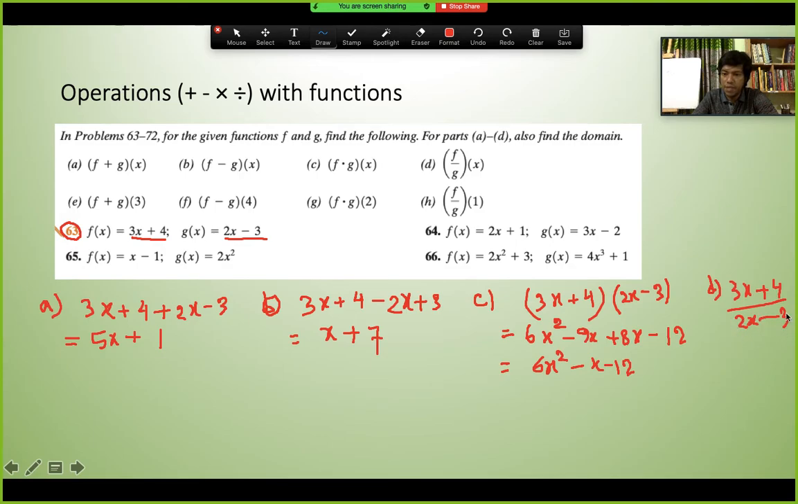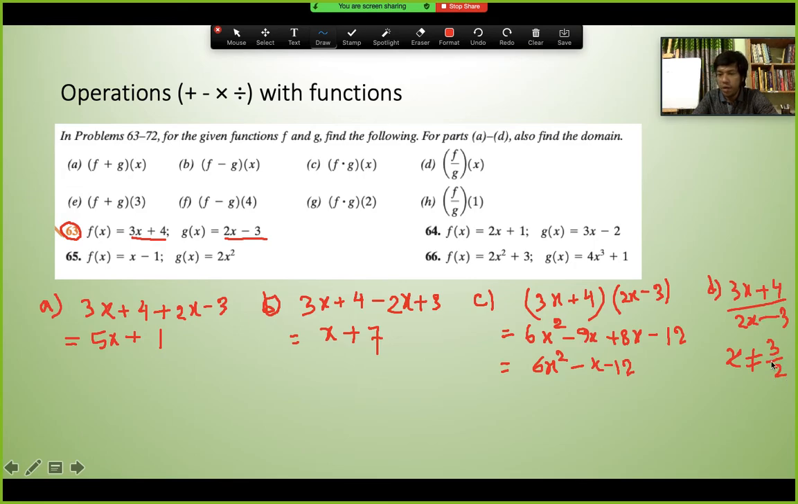In other words, for what value of x is this twice x minus 3 equal to 0? If you consider twice x minus 3 equal to 0, then twice x equals 3, then x equals 3 by 2. That means if the x value is 3 by 2, then this function is undefined. So we have to say that x cannot be equal to 3 by 2.